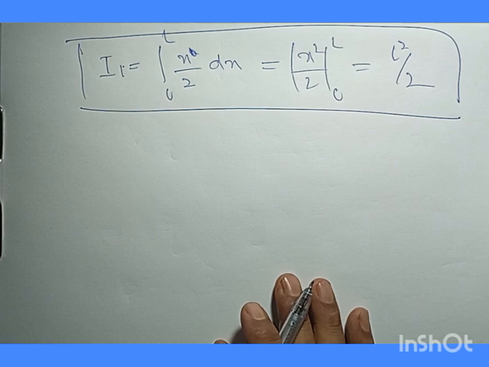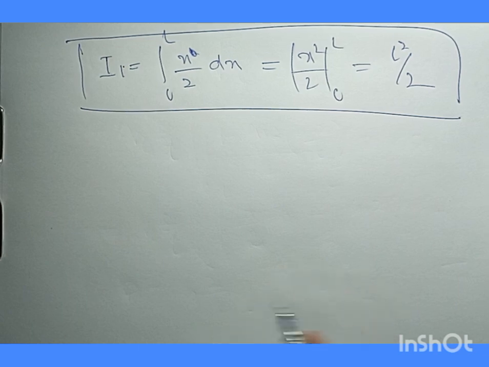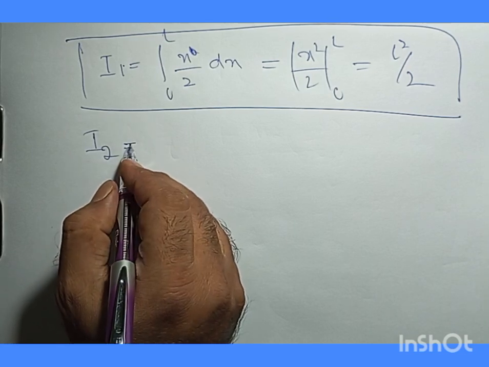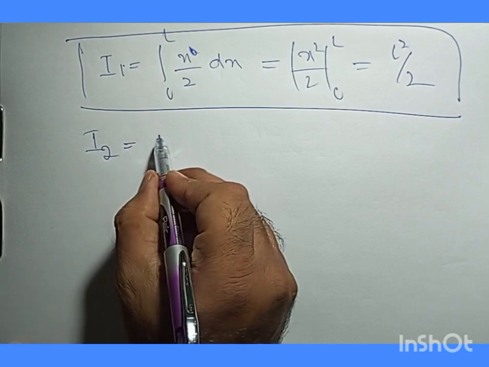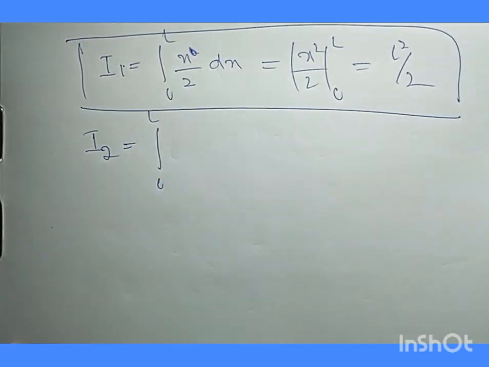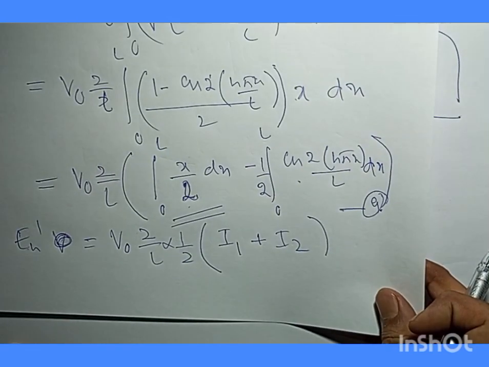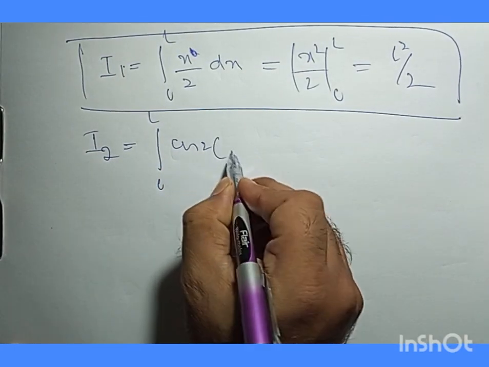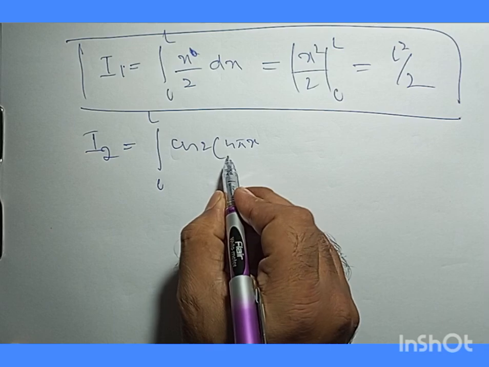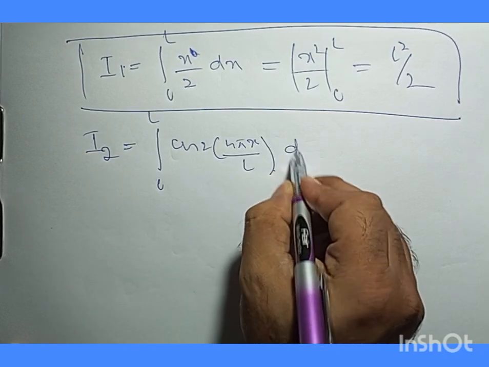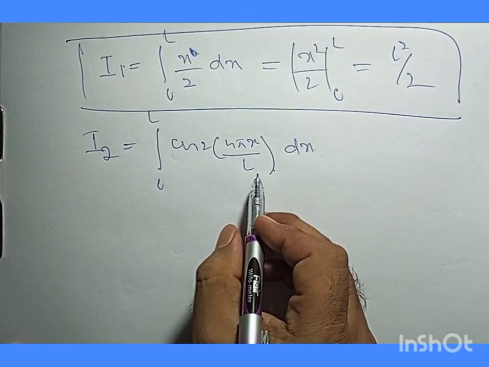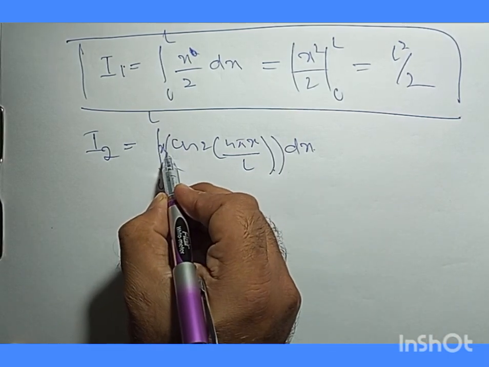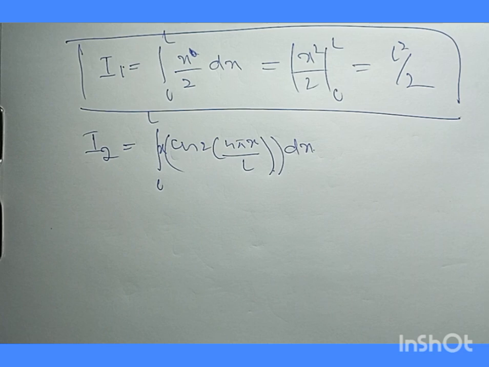Now let's go with the second integral. What is our second integral I2, and how much is it? It has 1 by 2 with it. I'll write down my integral, that is from 0 to L, then cos 2 times n pi x by L, then dx, and this thing is multiplied by x. So this is our integral.